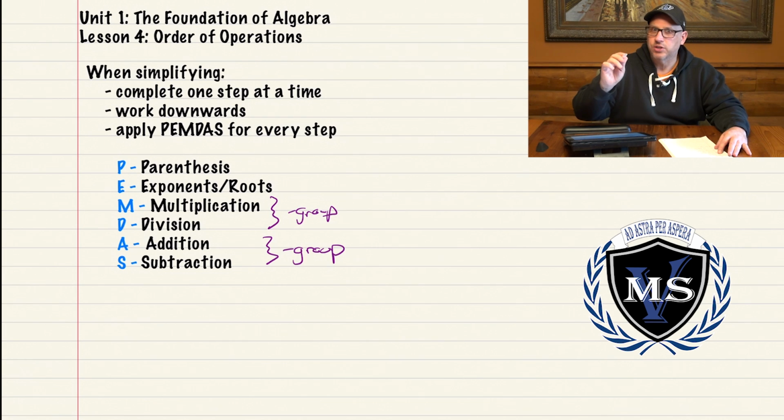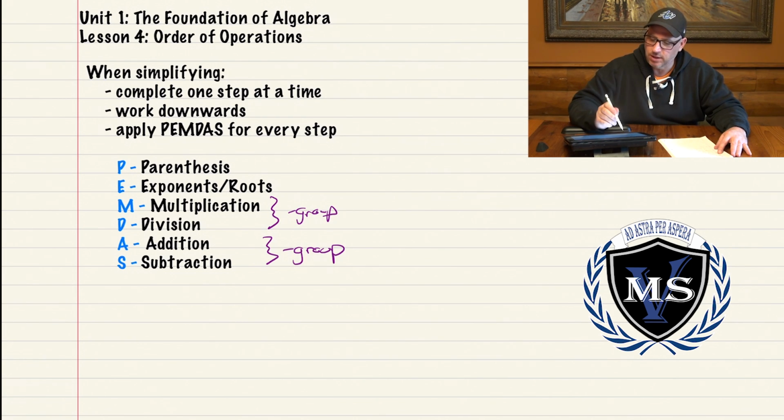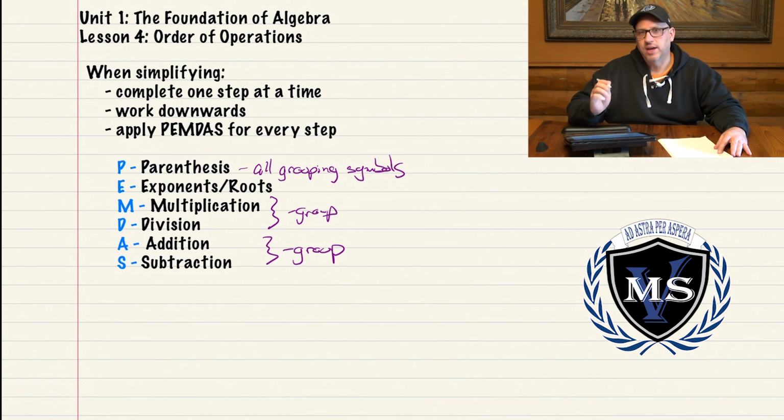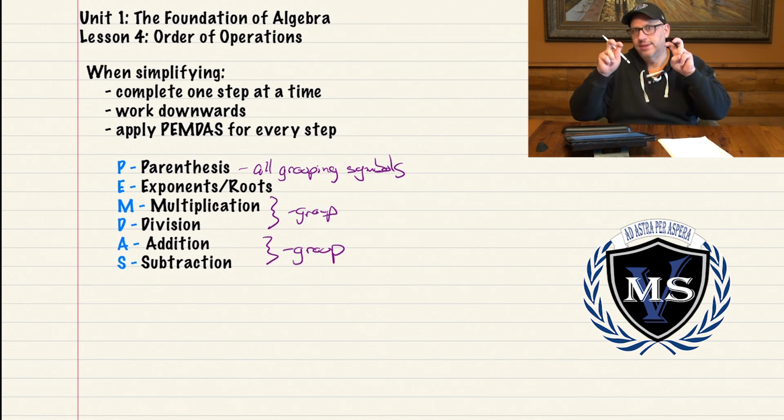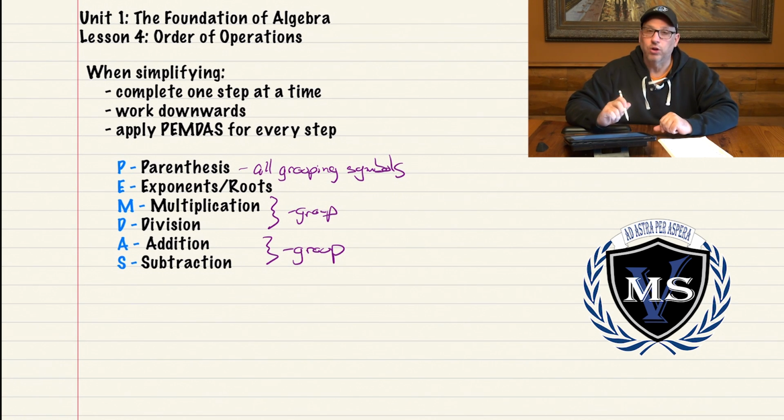And then another thing that I want you to know is that the parentheses up here are actually all grouping symbols. So it's not just parentheses, it's grouping symbols, meaning we have braces, we have brackets, and a lot of times they're going to be all mixed together. Those are all considered parentheses, and they would fall under that category. And you'll see that as we go along.